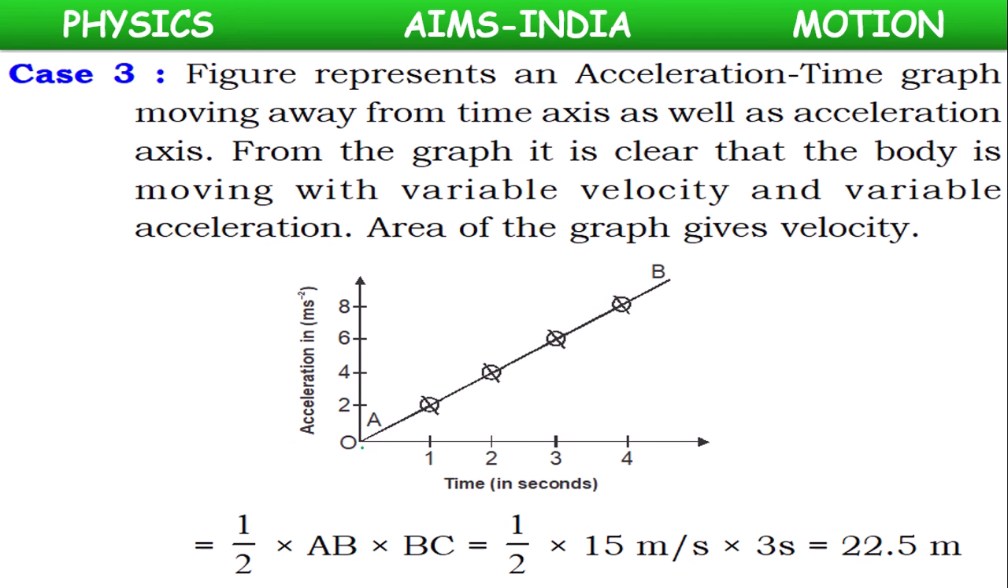Here, area of the graph means from point B, if you draw a perpendicular line, it will intersect the x-axis at a point C. So the area of the graph is half into base into height, half into AC into BC.